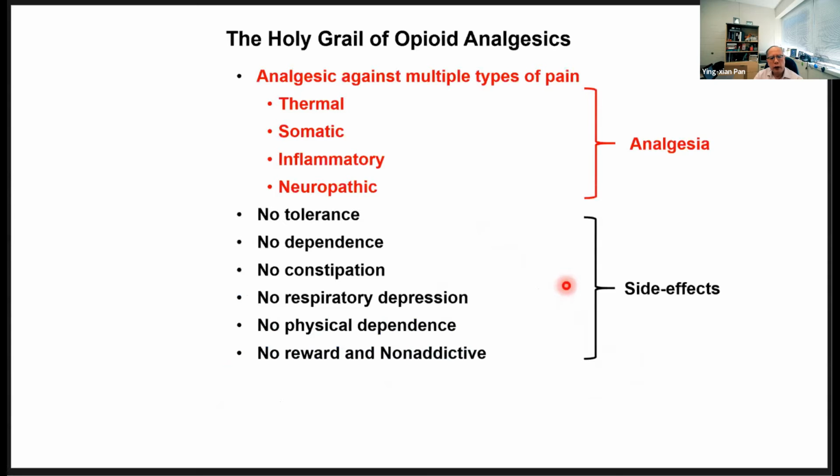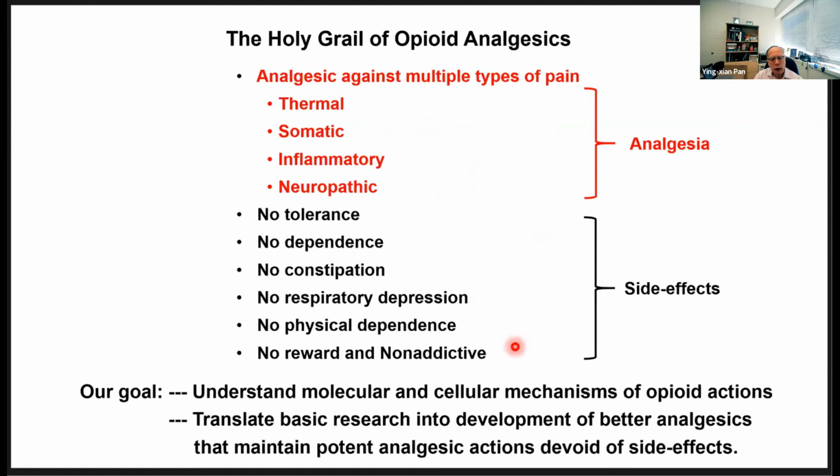The holy grail of opiate analgesia would be a drug potent against multiple types of pain: thermal pain, somatic pain, inflammatory pain, neuropathic pain, however, without those side effects. Our goal is to understand the molecular and cellular mechanisms of opiate action and to translate the basic research into developing better analgesics that maintain potent analgesic action without those side effects.